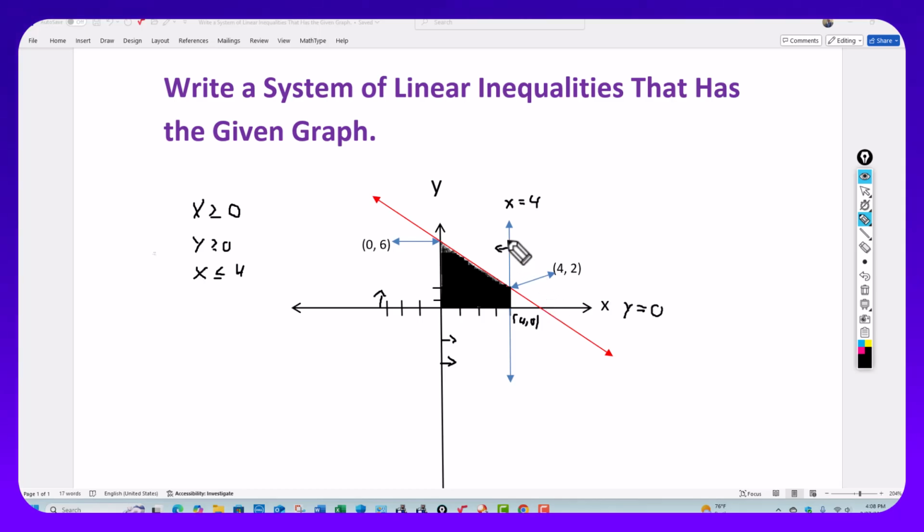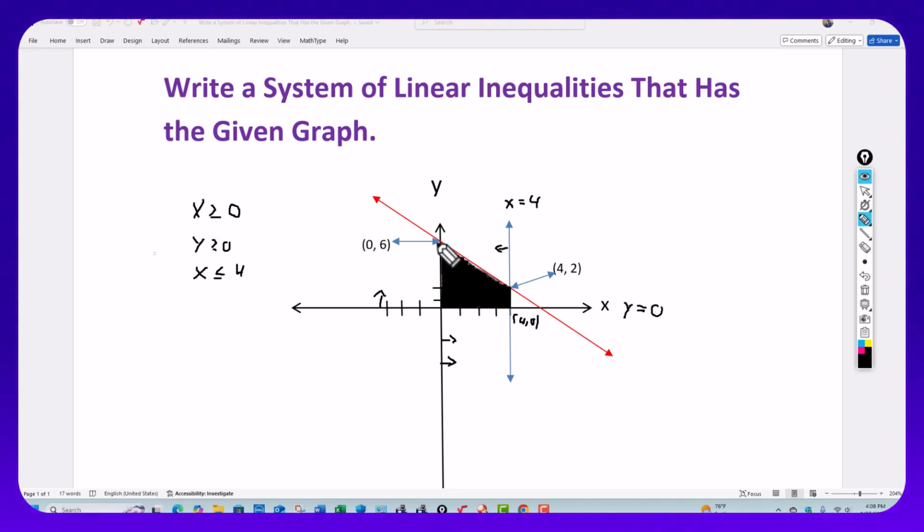Now, if these were dotted or broken lines, that means the boundary is not included. And you would have no equal sign in the inequality. So let's say we had all broken lines or dotted lines here. Instead of x greater than or equal to 0, that would just be x greater than 0. Instead of y greater than or equal to 0, that would just be y greater than 0. If the line x equal to 4 was not solid, it was broken, then that would be just x less than 4. So that's what we have so far.